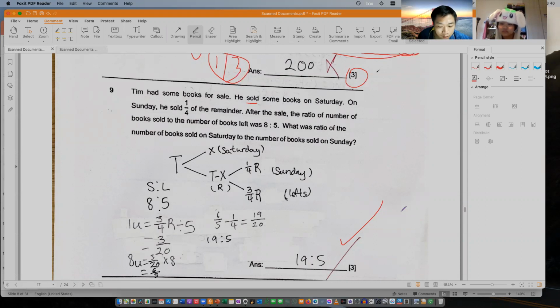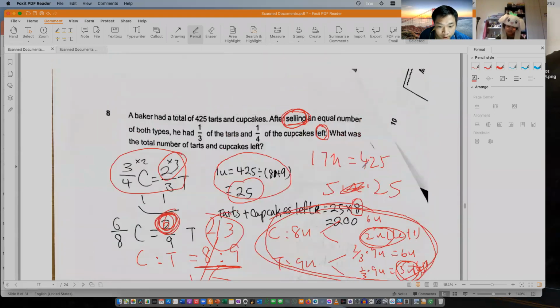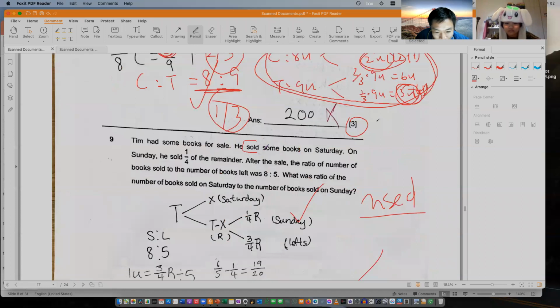It's the same. Question 9, use. Okay, question 9, you manage to identify, so you use the branching method. So you get full marks, right? And then this question, the above one, question 8. Okay, it's so funny. The word is selling, left. The word here is sold, and then after the sale, the ratio left.